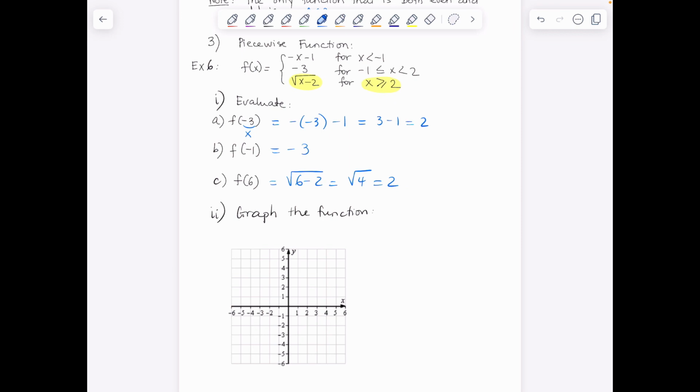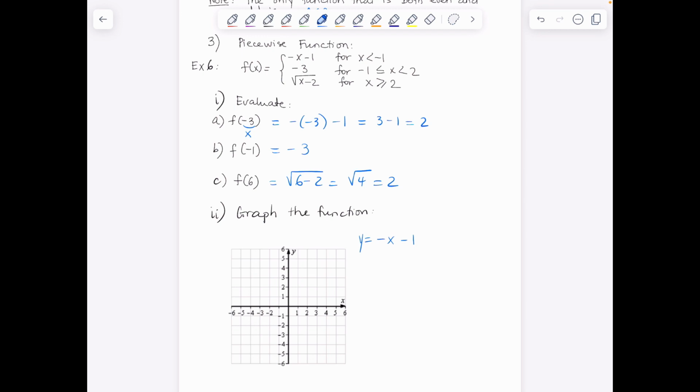Now, how do we graph this piecewise function? We are going to graph each individual function, and then we're going to only keep the part that falls within certain intervals. So let's see how it's done. First, I am going to graph -x minus 1. This is going to be a straight line. Imagine that this is a function itself.